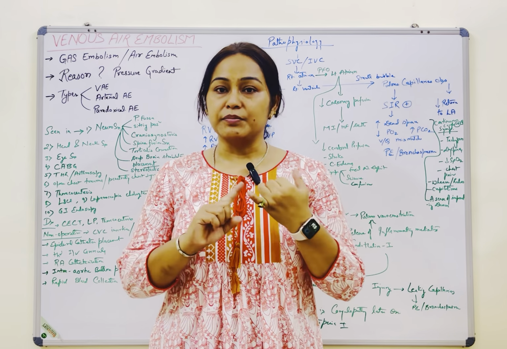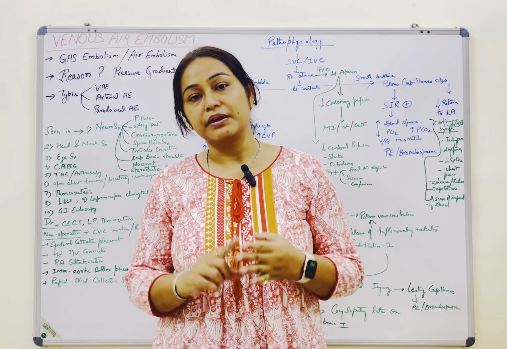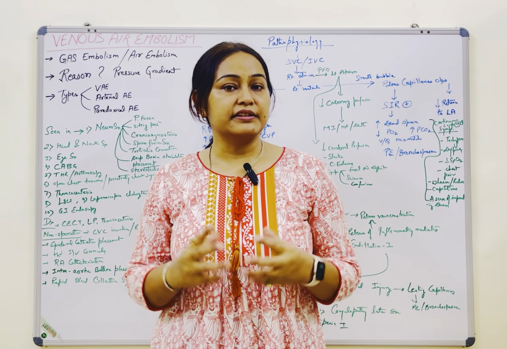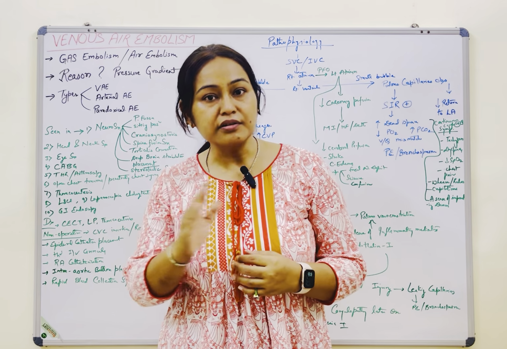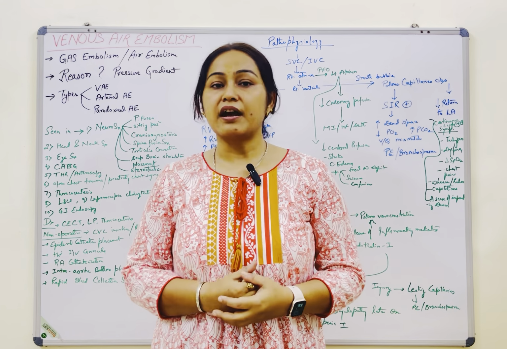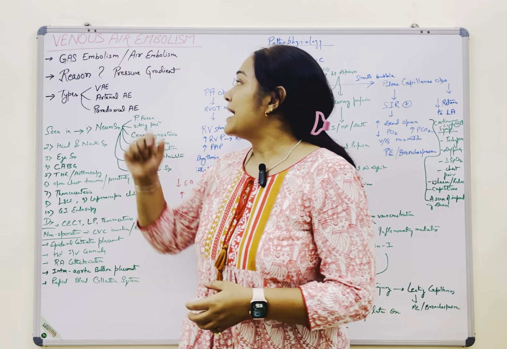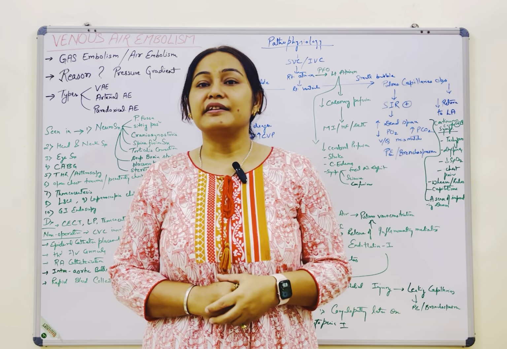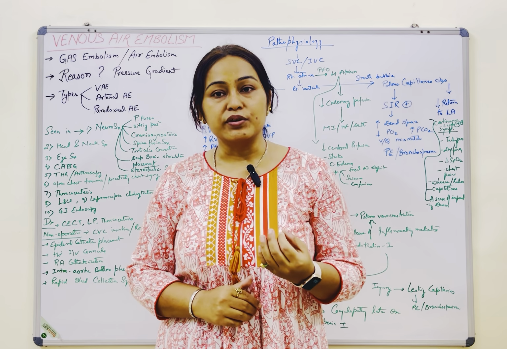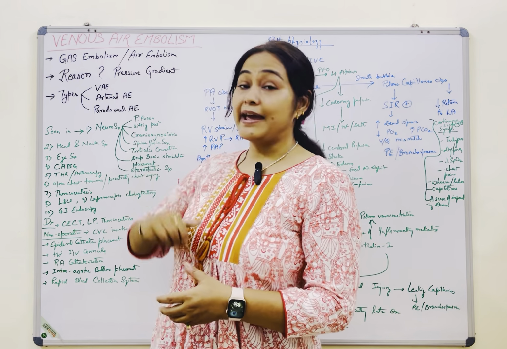For example, it may be nitrogen, nitrous oxide, CO2 or air, which is present in the circulation and occludes the flow of blood, whether in the venous system or in the arterial system. It is called gas embolism. Okay, so when air is present in the circulation as an embolus and embolizes in the circulation, then it is called air embolism.